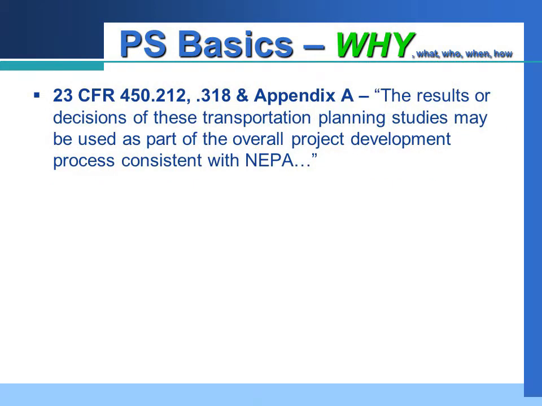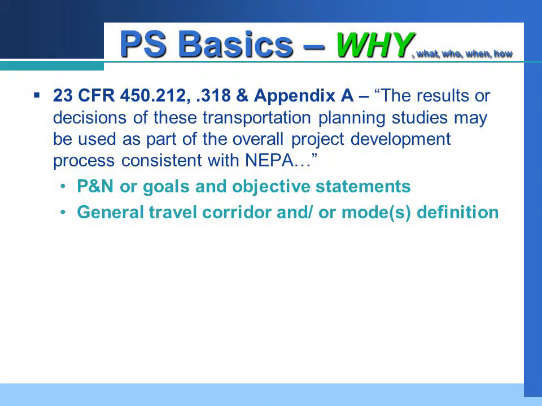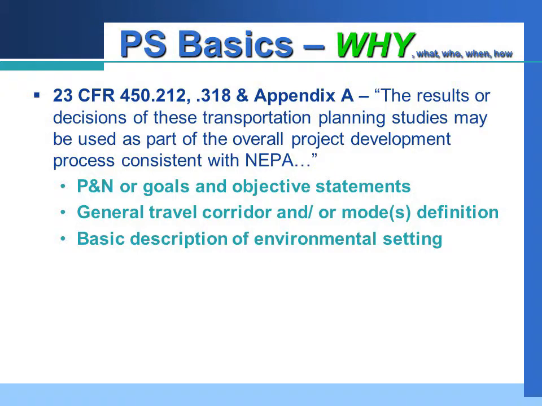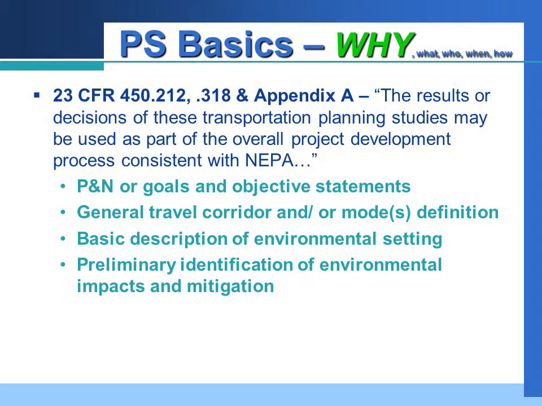The following are highlights of what's included in the appendix of the Code of Federal Regulations. It states that the results and decisions from transportation planning may be used as part of the overall project development process consistent with NEPA. It goes on to list the types of information that may be shared. The first one they describe as purpose and need or goals and objective statements is what we are calling problem statements. Other information to be shared includes the general travel corridor and modes, information about the environmental setting, and preliminary identification of environmental impacts and possible mitigation.